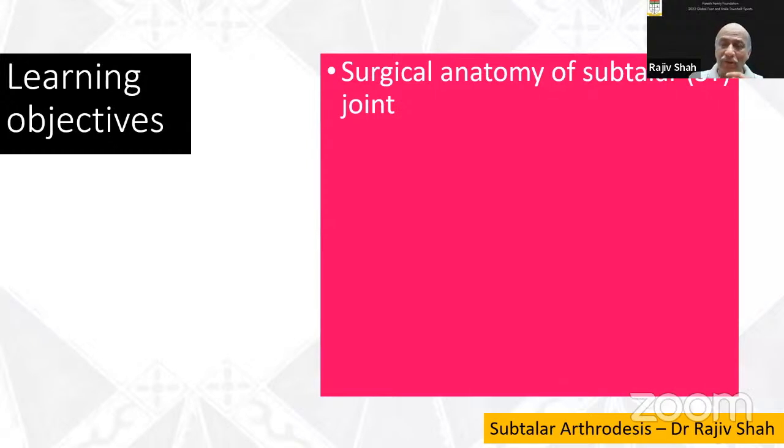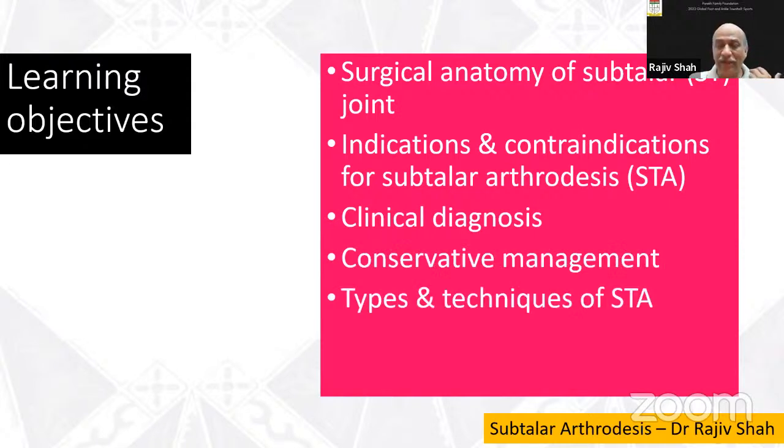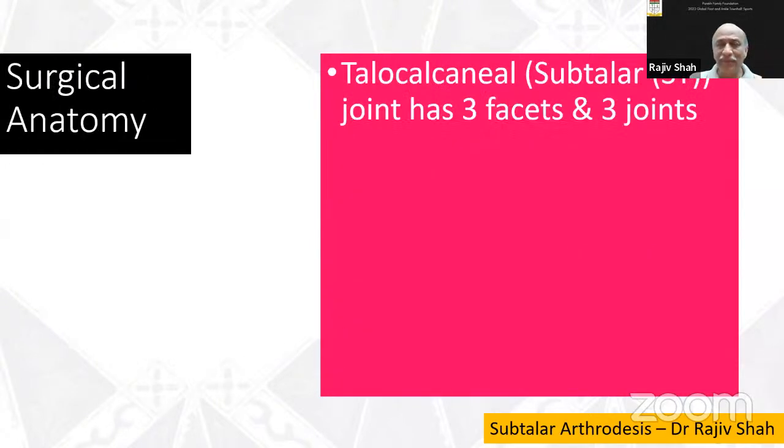We're going to talk about the surgical anatomy of the subtalar joint, indications and contraindications of subtalar joint arthrodesis, how to diagnose it clinically, conservative management, types and technique of subtalar arthrodesis, outcomes after subtalar arthrodesis, and a summary.